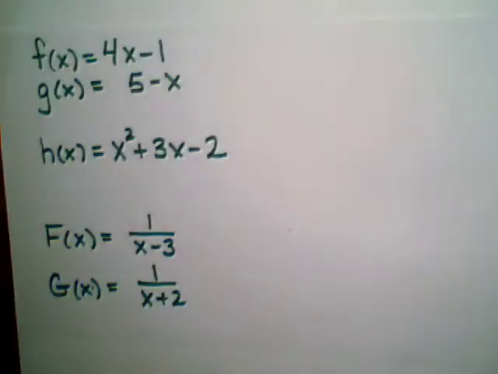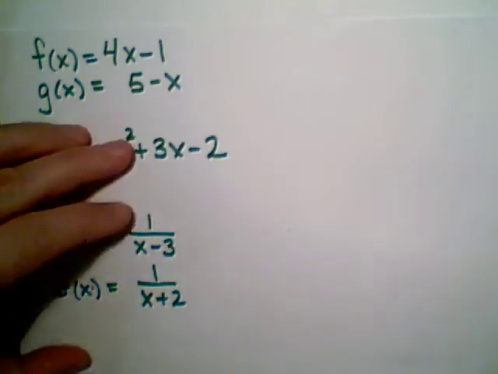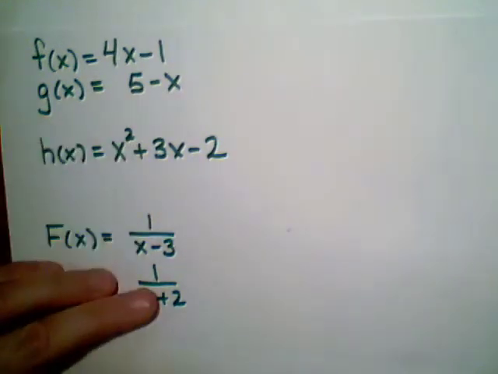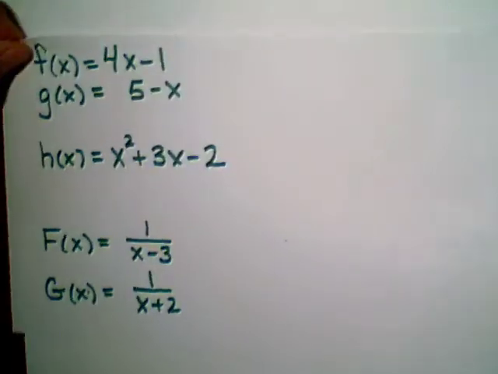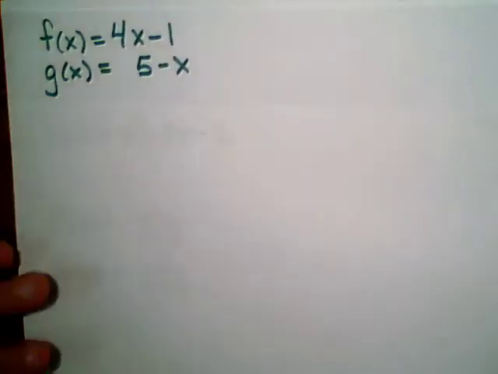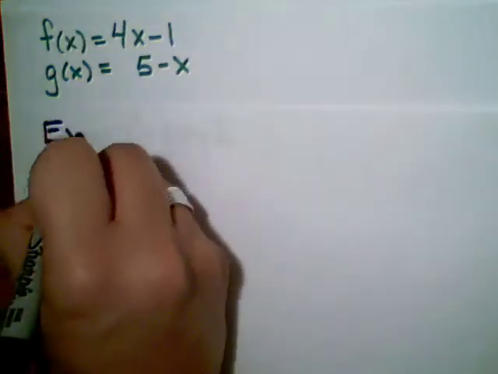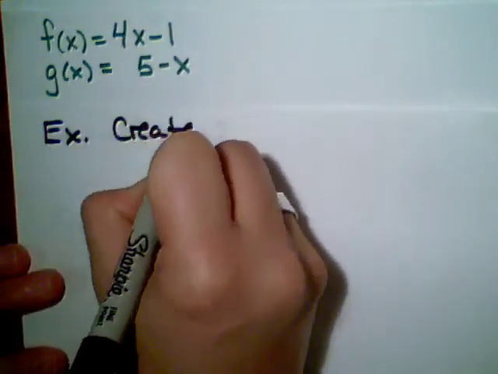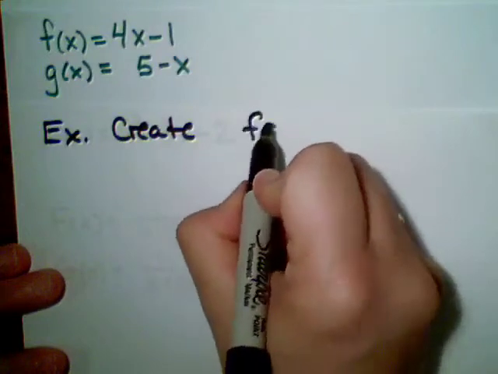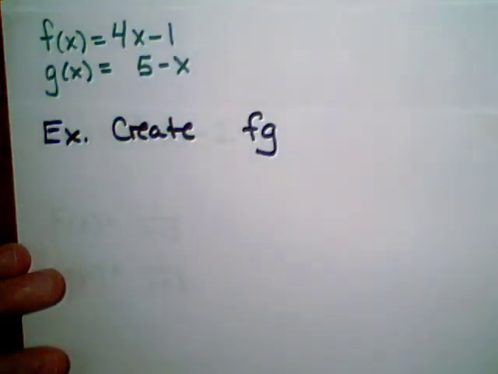Products and quotients work similarly. We just have to watch our domain of our new function when we create quotients. Let's stick with these first two functions, f and g. Let's create the product, fg, or f times g.